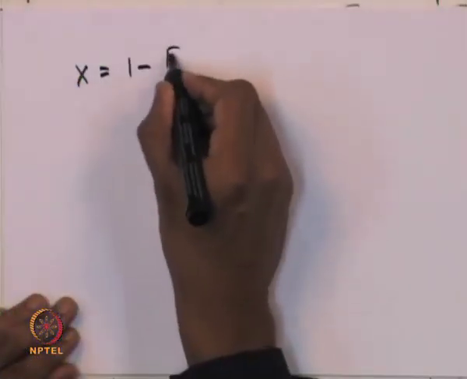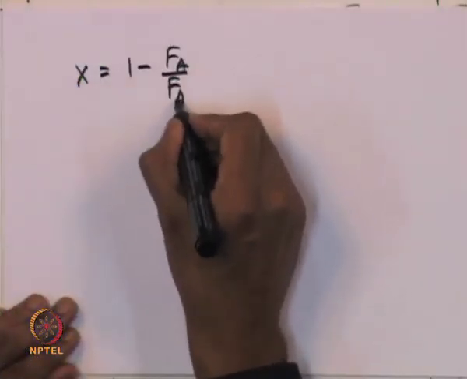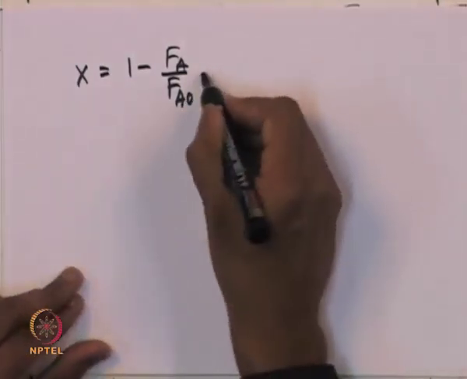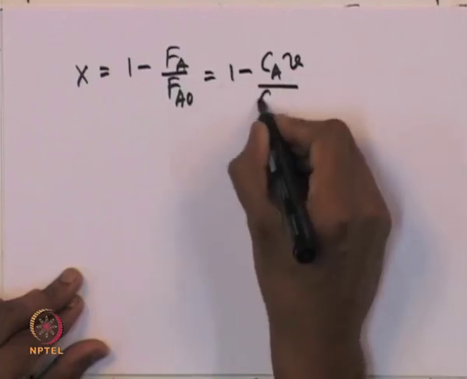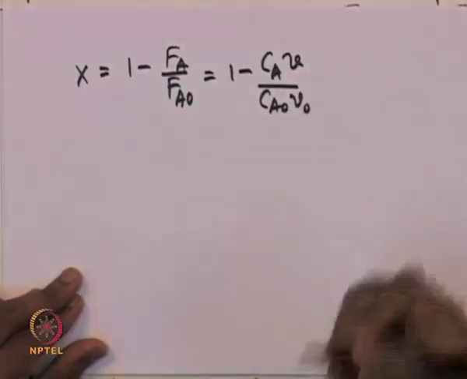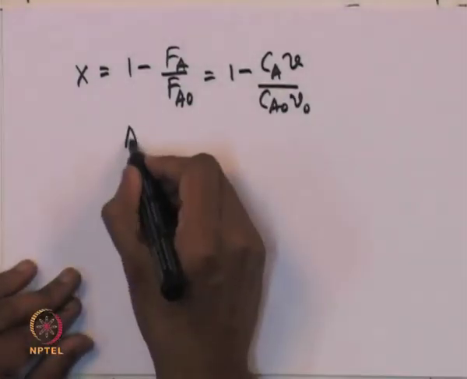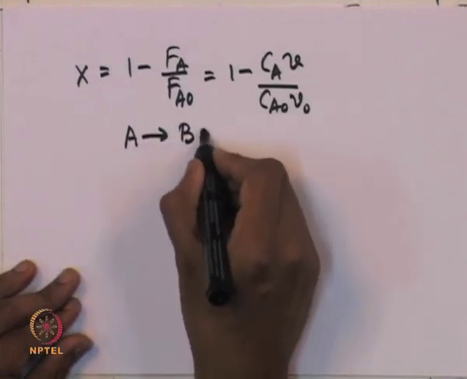So, now the conversion X is equal to 1 minus Fa by Fa naught. So, that is the conversion, and that is equal to 1 minus Ca into V divided by Ca naught into V naught. Now, remember that the reaction that we are looking at is A giving B plus C.